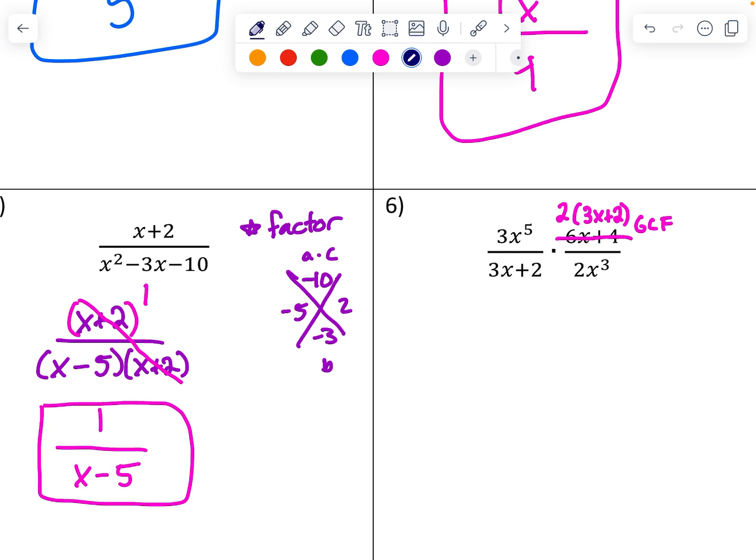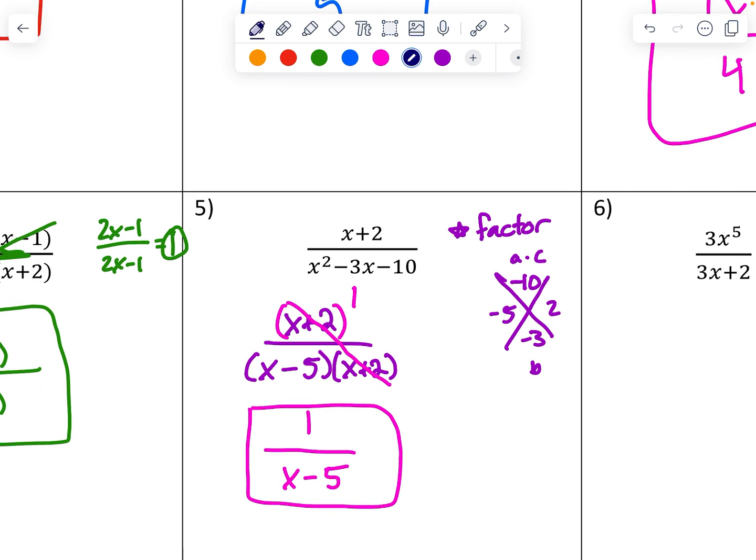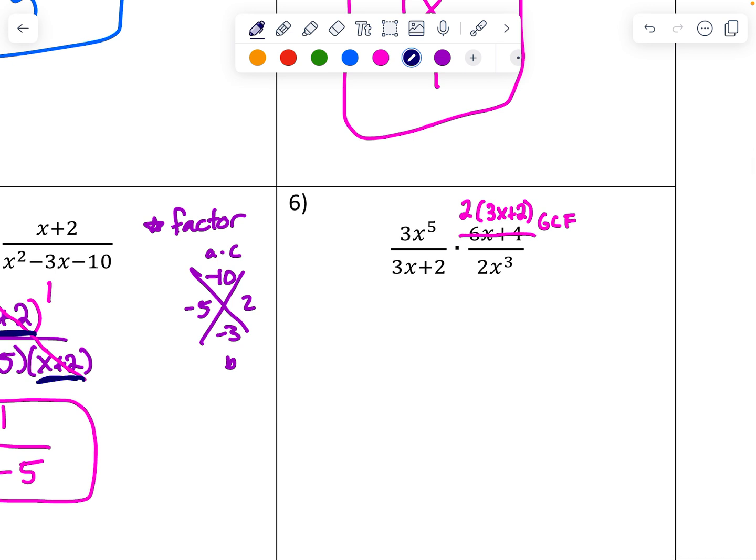Then something we haven't talked about yet is cross simplifying. If you see something on the top and on the bottom that can simplify, you can do it. Even when they're split up like this, we can simplify the top and the bottom. I see a 2 here and a 2 here, so those simplify to 1. I see a 3x plus 2 here and a 3x plus 2 here. Because those groups match, they simplify to equal a 1. Even though they were in different fractions, because one was on the top and one was on the bottom, when I multiply, they would eventually combine together, so I can simplify them.